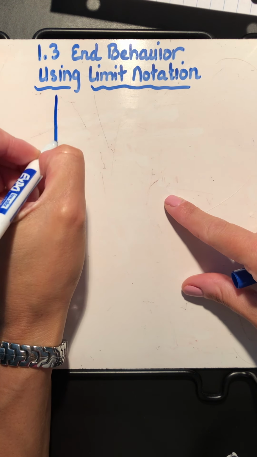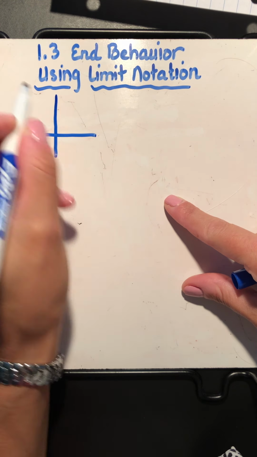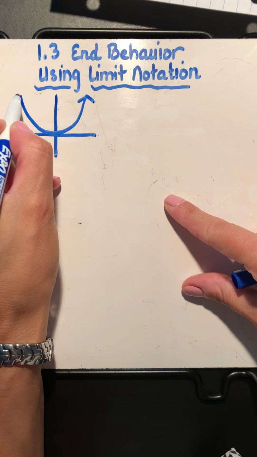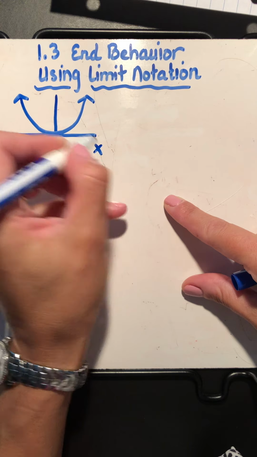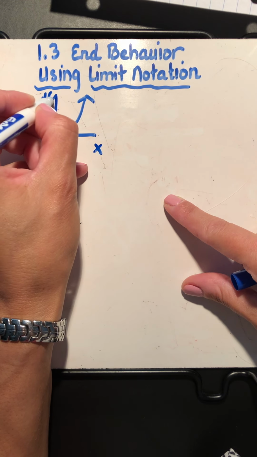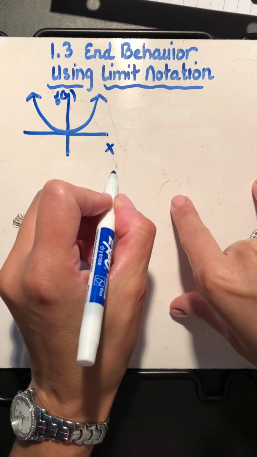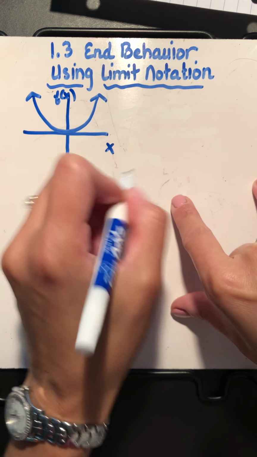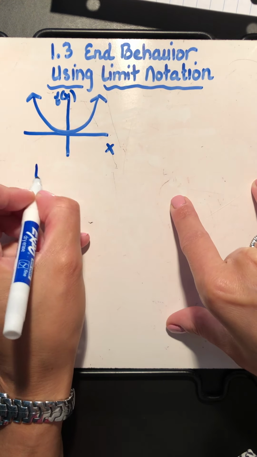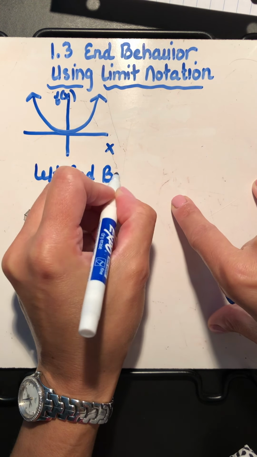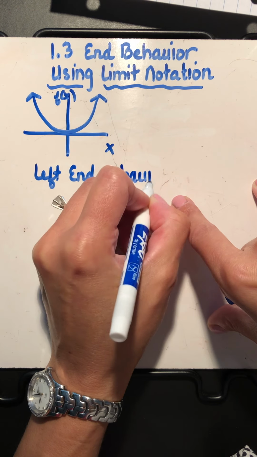All right, so let's say we have a garden variety parabola here. This is just a very boring parabola. Here's x, here's f of x, and let's talk about the end behavior. I'm going to talk about left end behavior and right end behavior just so we can specify the difference. So left end behavior.